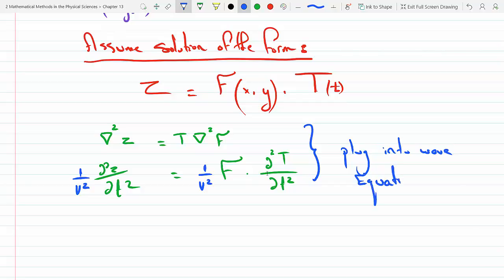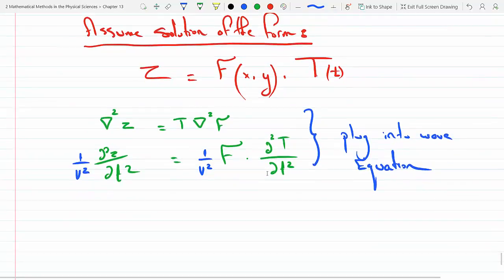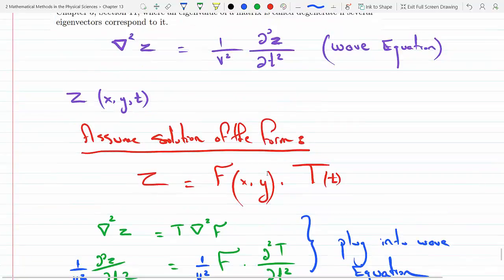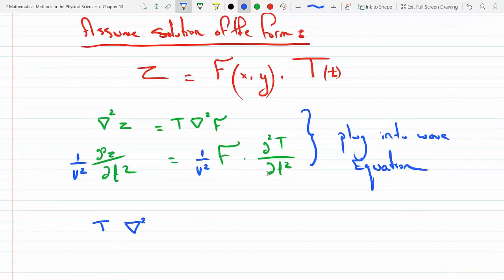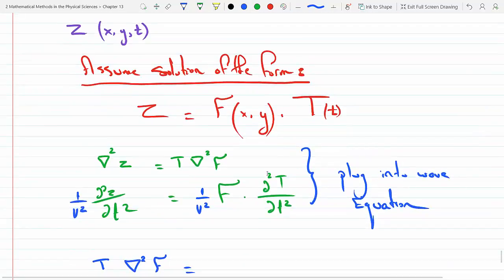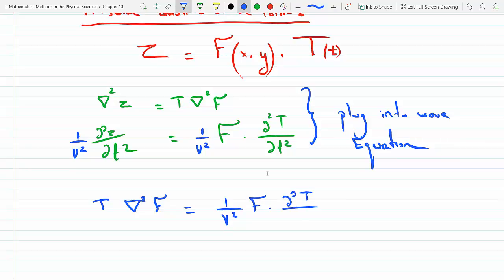Enough? You can handle it now? Yeah. I'll just write this last step, but you could continue if you want. If I plug them back into the wave equation, I get, that's the left side of the wave equation, Laplacian z, this is just T del squared f, equals 1 over v squared d squared z over dt squared. I just found it to be 1 over v squared f d squared T over dt squared. So this is so far the wave equation.